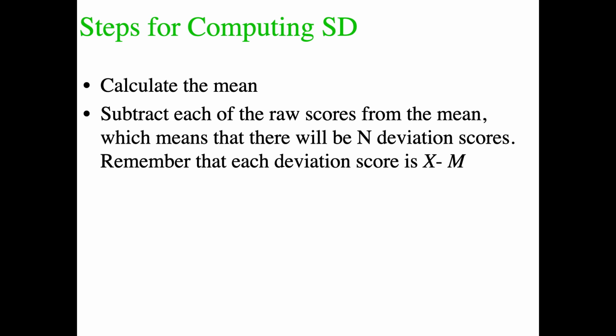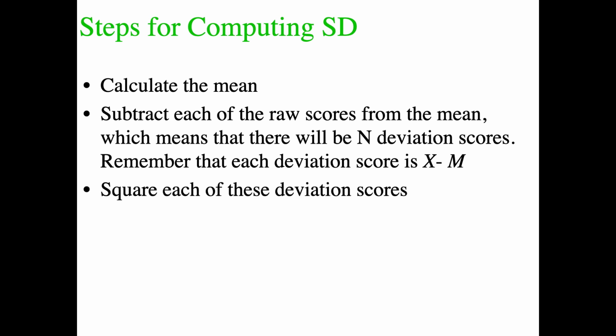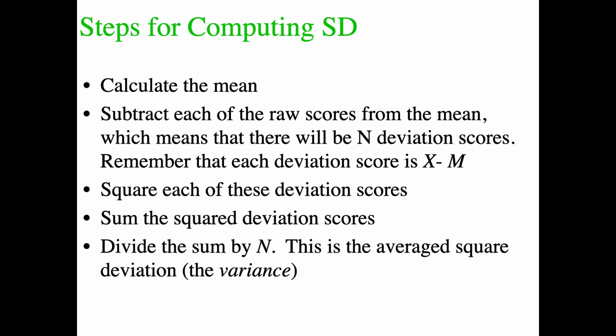Then after I've done that for all of my x minus M's, figured out all those deviation scores, I need to square each of those deviation scores. And then after I've squared them all, I'm going to sum them together, sum the squared deviation scores. And then finally, divide the sum by the n, the total number of participants that I had. This then is the average squared deviation, or the variance, that formula for the variance.